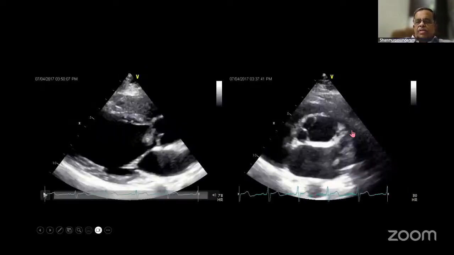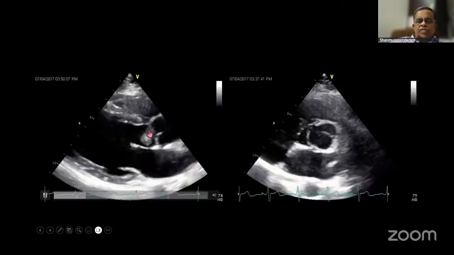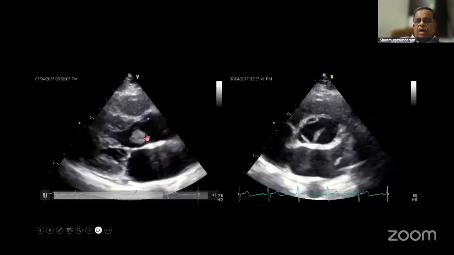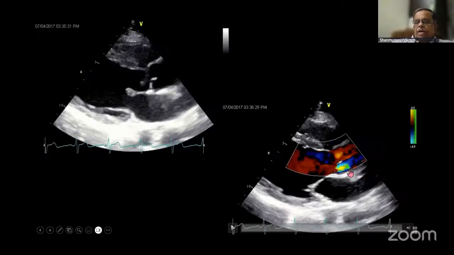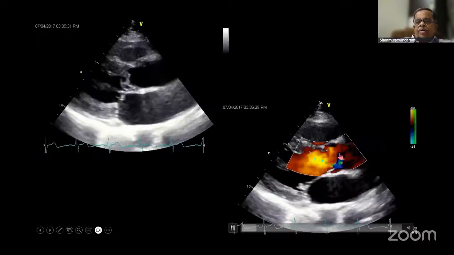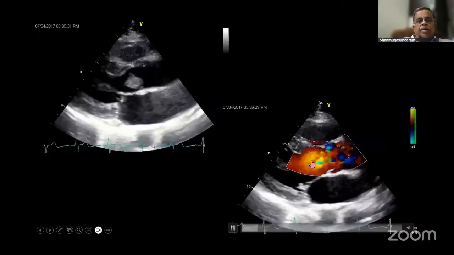This is a patient with bicuspid aortic valve with a large vegetation hanging into the left ventricular outflow tract that causes a moderate degree of aortic regurgitation.